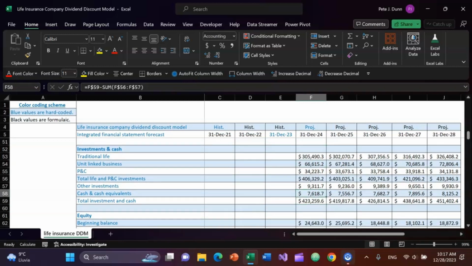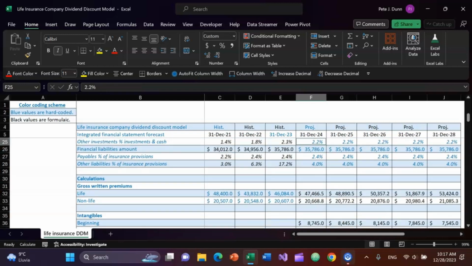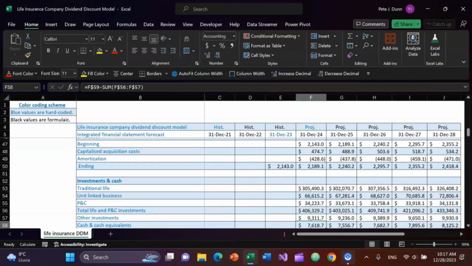Cash and cash equivalents is that total investment amount minus the total investments, which are in row 56 and 57. Other investments is a product of total investments in cash times the assumption in row 25 of 2% of total investments in cash. F5 enter to get back.